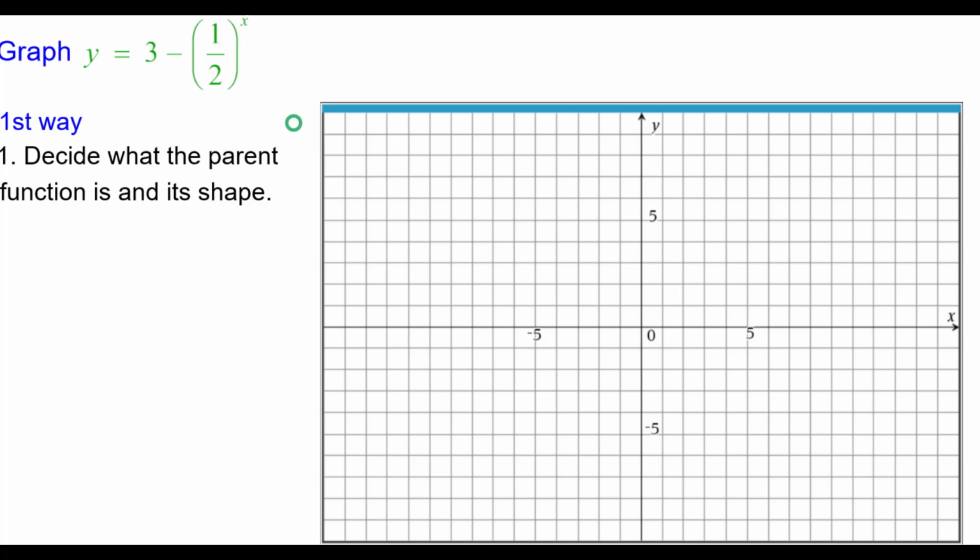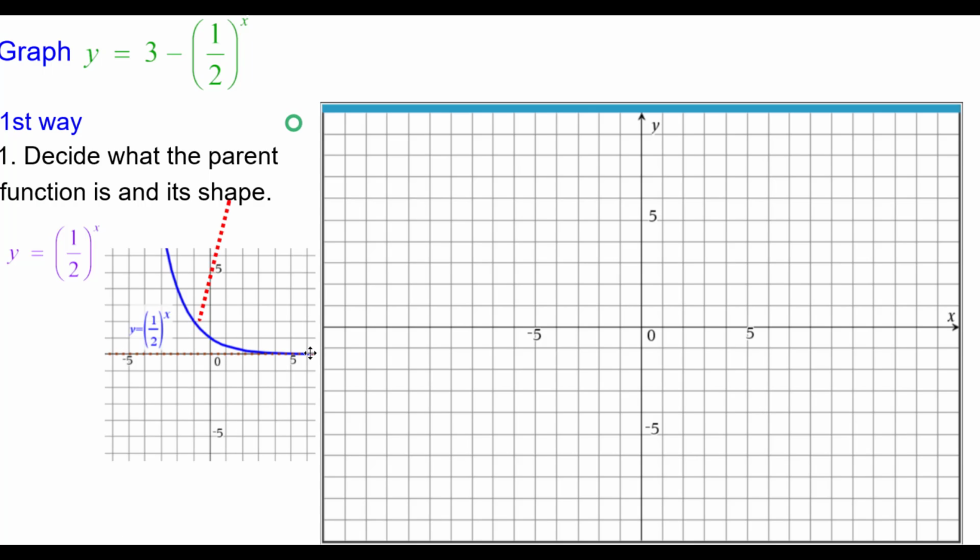First, we need to decide what the parent function is and its shape. Parent function is y equals 1/2 raised to the x, and its shape is this, an easy chair that's facing the other direction from the y equals 2 to the x.